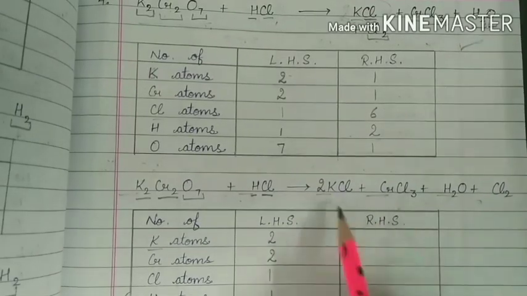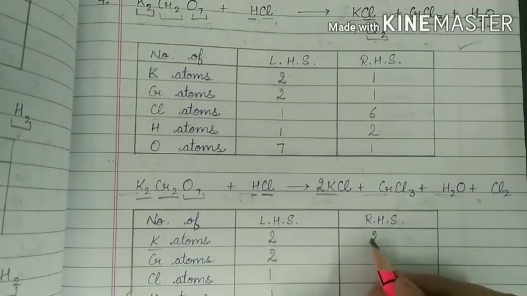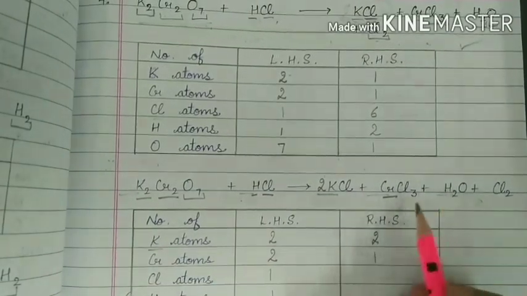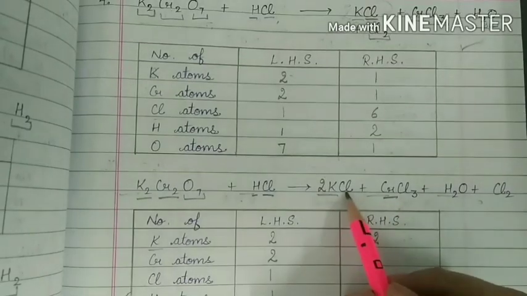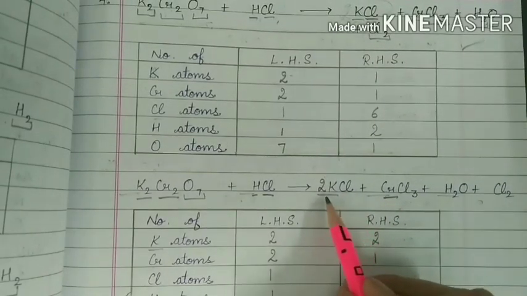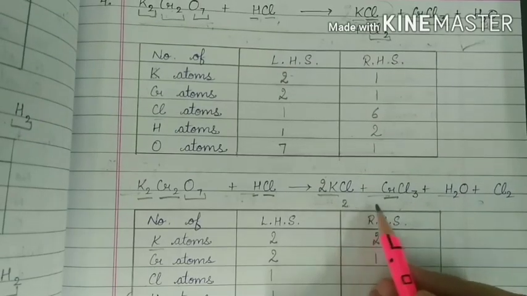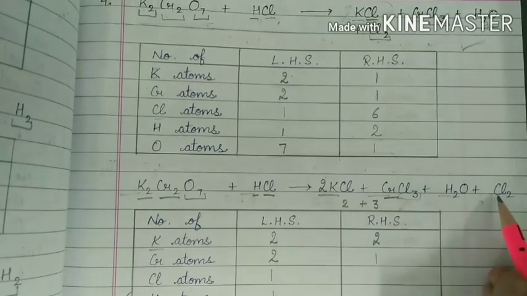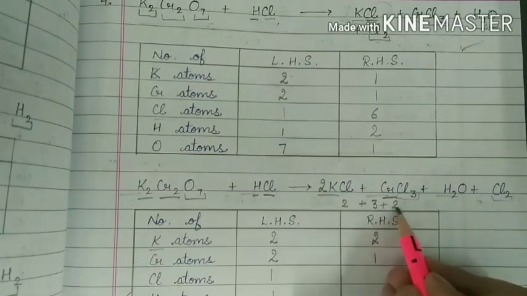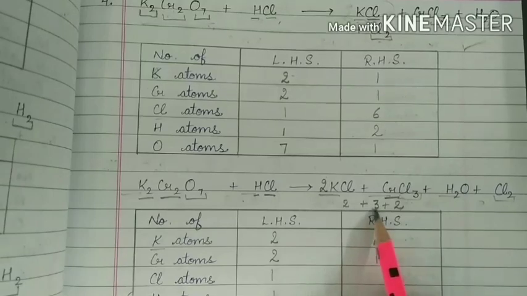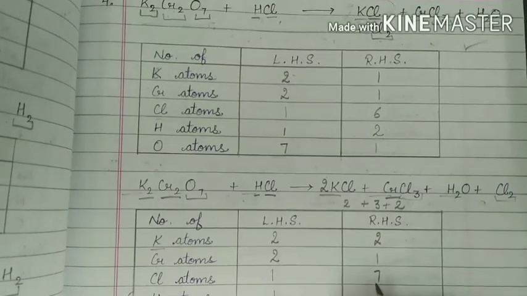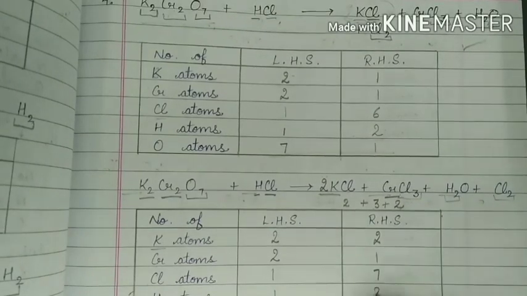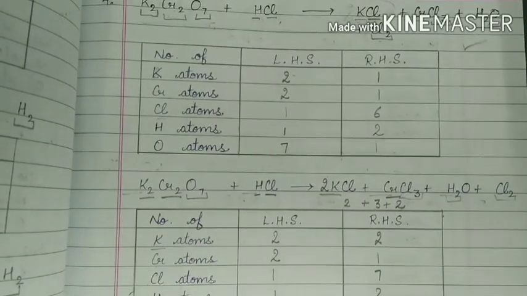And on right hand side we have 2 potassium atoms, then chromium atoms 1, chlorine. Now number of chlorine atoms are changed here. Like here we have in KCl 2 chlorine atoms are there, plus in CrCl3 we have 3 chlorine atoms, and in Cl2 we have 2 chlorine atoms. So total is 2 plus 3 plus 2 equal to 7. Here we have 7 chlorine atoms. Then hydrogen we have 2 atoms, and oxygen 1 atom of oxygen.